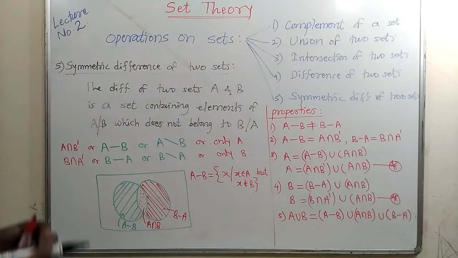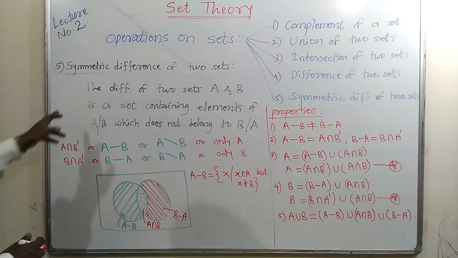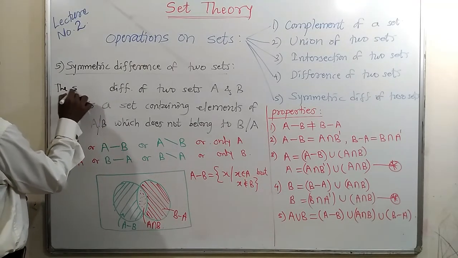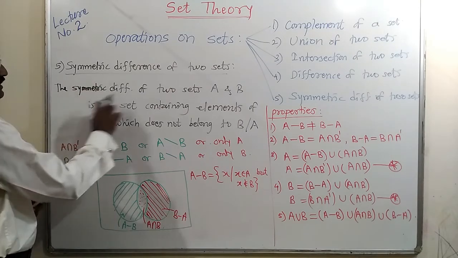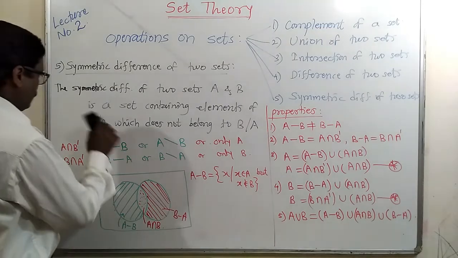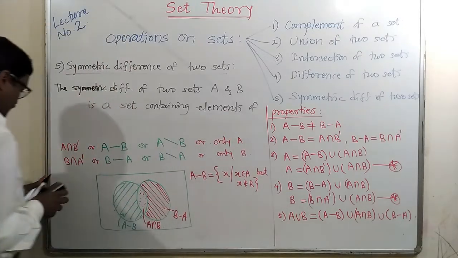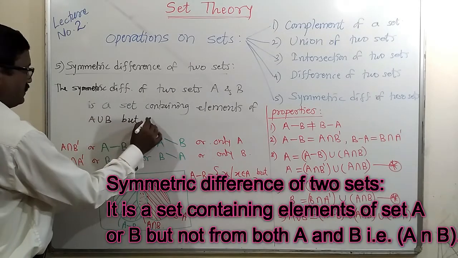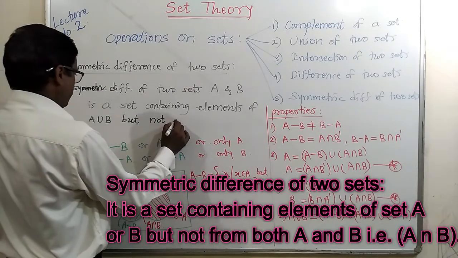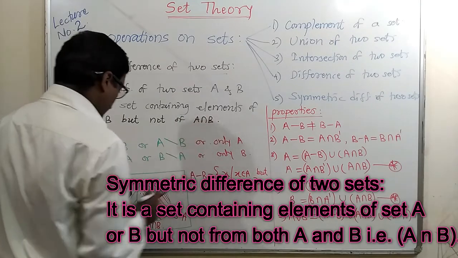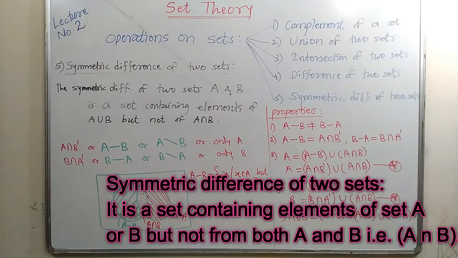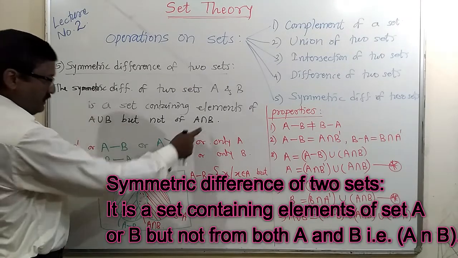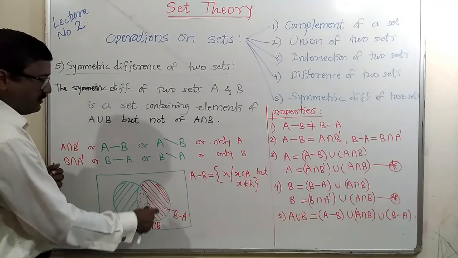Symmetric difference of two sets. The symmetric difference of two sets A and B is a set which contains elements of A union B, but not of A intersection B. Means it is from two sets A and B, but that element will be in the union but not in the intersection. Means in only set A or in only set B.